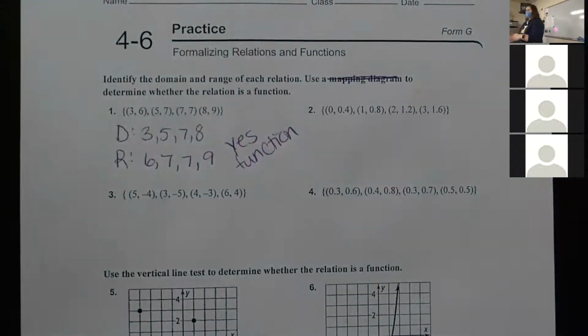Does the range even matter? No, not when you're determining if it's a function or not. Range does not matter when you're determining if it's a function.